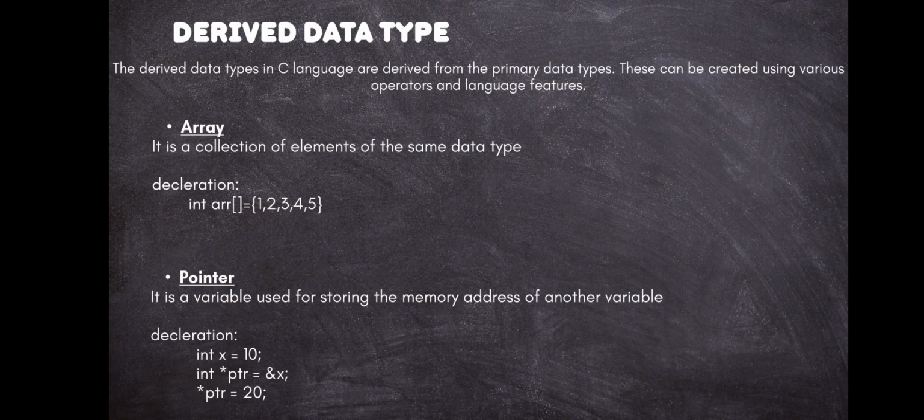The second one is the pointer. A pointer is a variable used for storing the memory address of another variable. We can see the declaration part of it. It's used with the integer type as well. Integer x is equal to 10, integer pointer is equal to the address of x, and the pointer is storing the value 20.